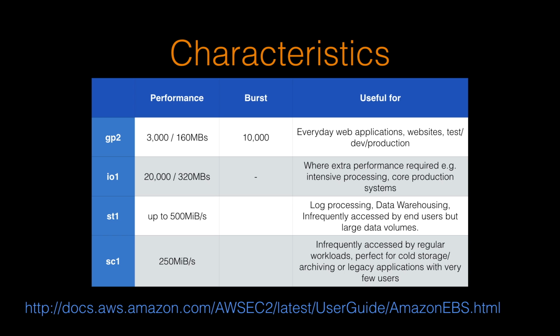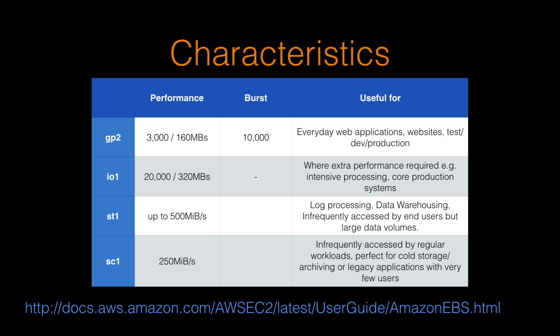Now the limit is 3,000 IOPS. So if you've got a 4 terabyte EBS volume, then the maximum performance you'll get for a GP2 EBS volume type is 3,000 IOPS, but with the ability to burst up to 10,000 IOPS. Okay, I hope that makes sense. It's useful for everyday web applications, websites, test, dev, and production workloads.